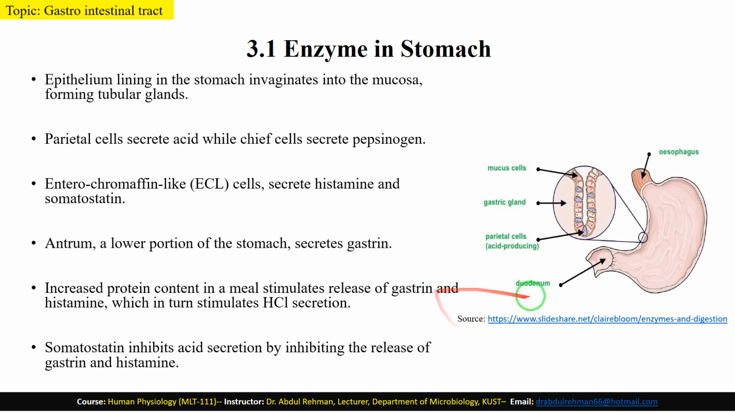Here you can see the tubular glands, which contain different cells like gastric gland cells, parietal cells, and enterochromaffin cells, also called ECL cells, and this is the last part of the stomach. The last part of the stomach, called the antrum, releases the enzyme called gastrin.